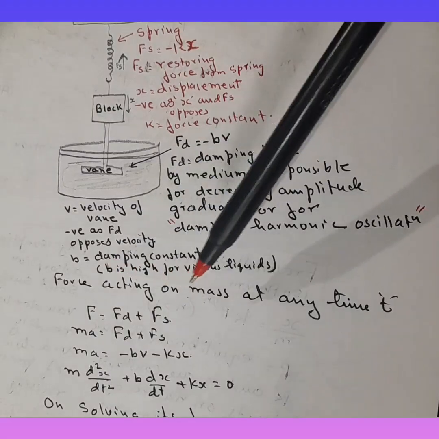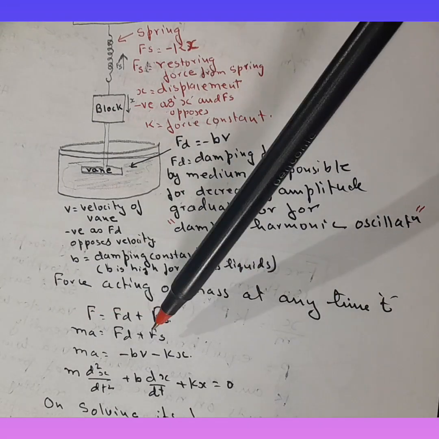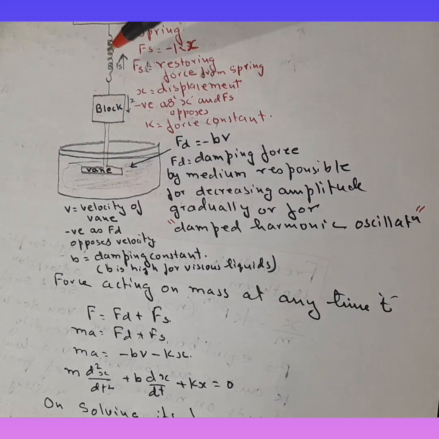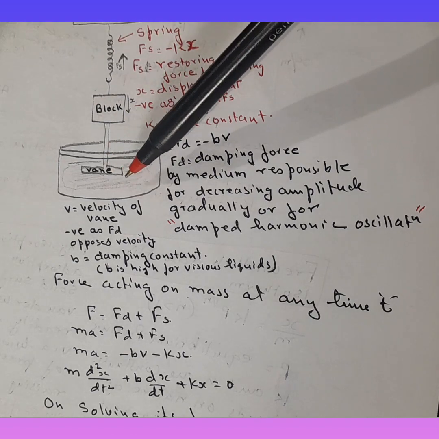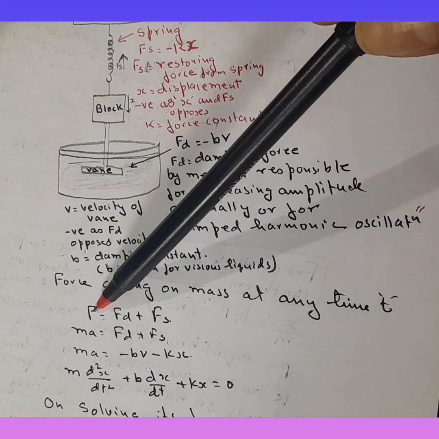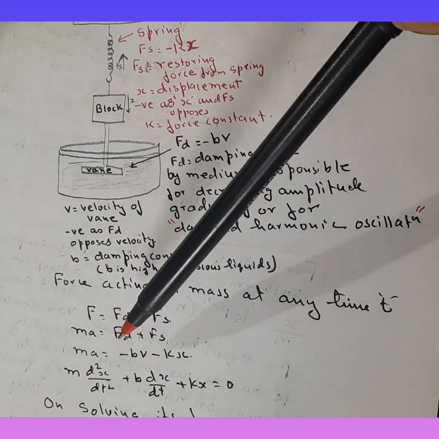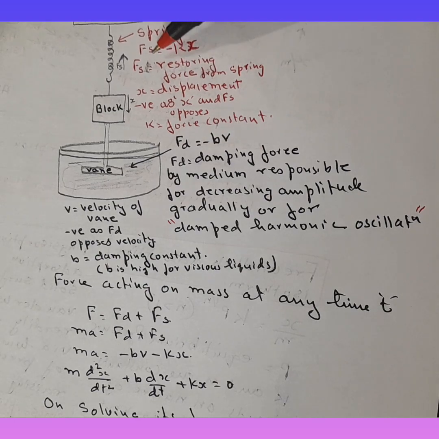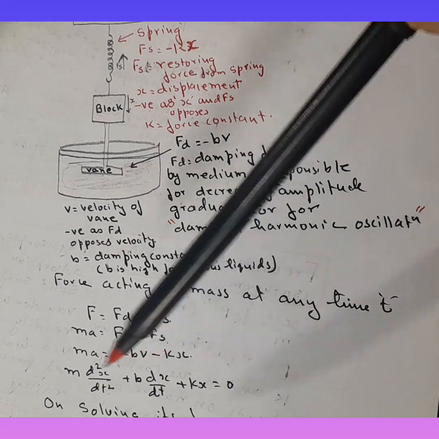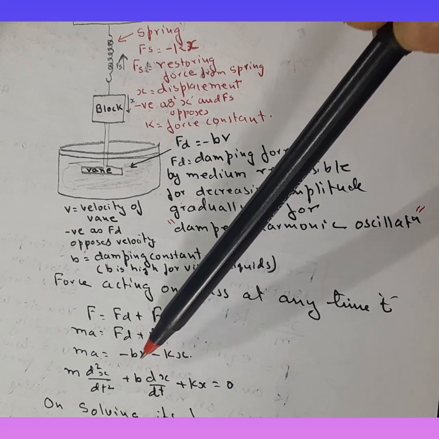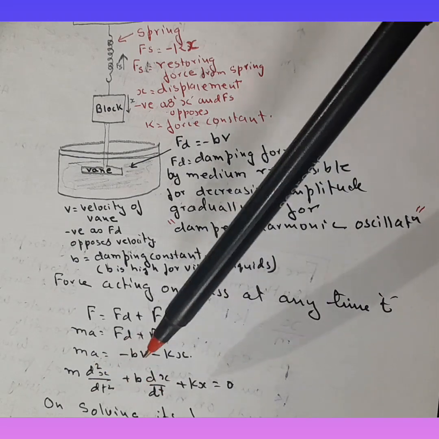Now let's understand the equation. The force acting on the mass at any time t is equal to Fd plus Fs. Fd is owing to the fluid over here, and Fs is owing to the spring. So the restoring force provided by the spring and the damping force provided by the fluid, the sum of the two. And we know force is mass into acceleration. Now we just substitute the values. We also know acceleration is d2x over dt square and velocity is dx over dt. So we just do that, and kx is as it is.